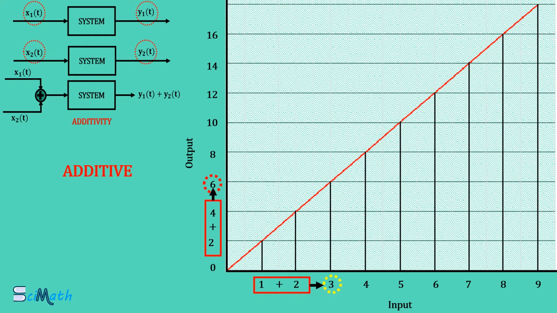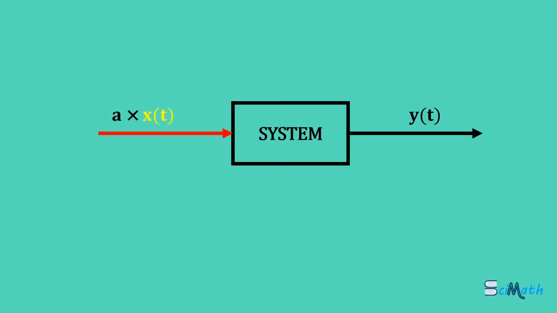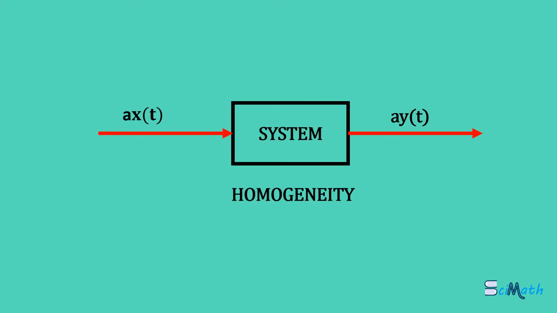Now scale the input by a scalar quantity A. So the input to the system will be A x(t), and the system also generates output with the same scale A. So the output is A y(t), and this property of the system is known as homogeneity. But why can we call it homogeneous?